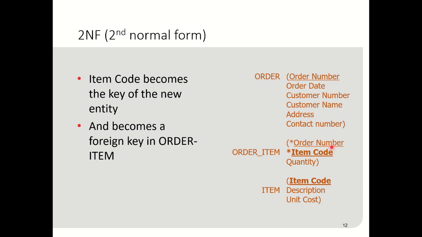Okay, and as you know, this quantity is dependent upon the combination of this primary key. Now this item code will become a PFK, that is primary foreign key, right? So now quantity is fully functionally dependent upon these two. Description and unit cost are fully functionally dependent upon item code. Okay, so this is how you will solve the partial dependency.